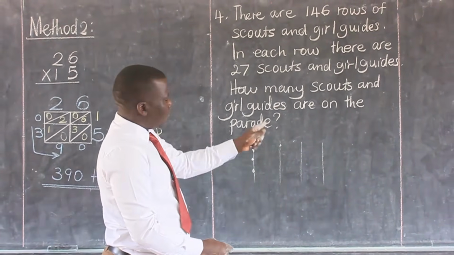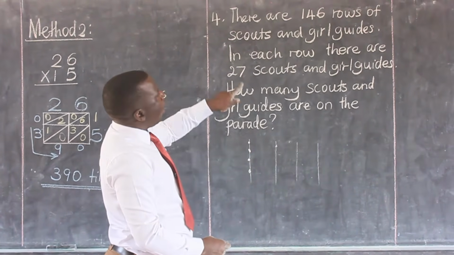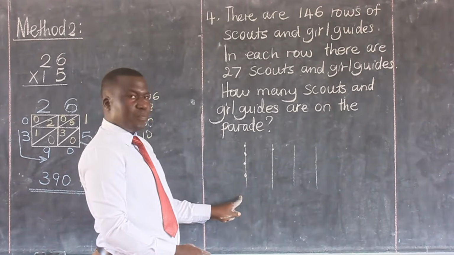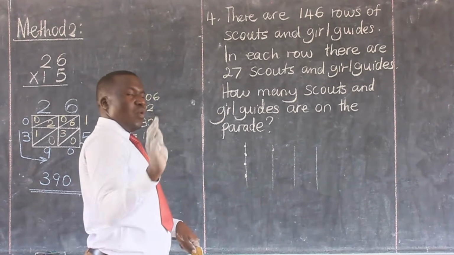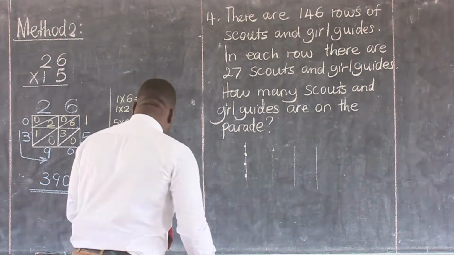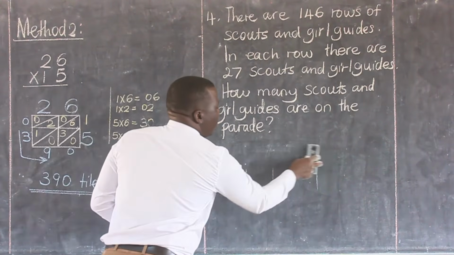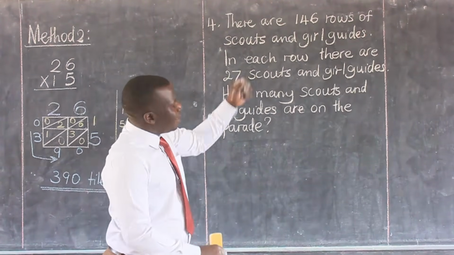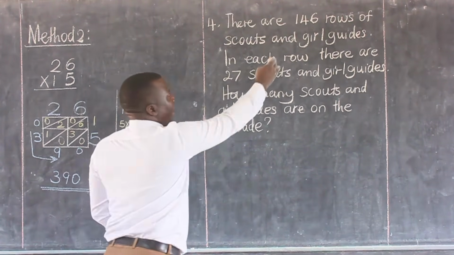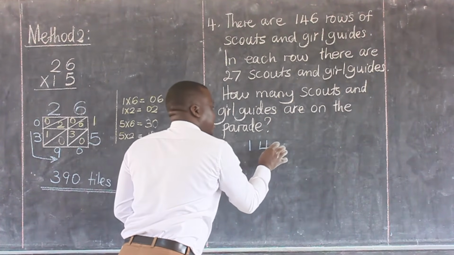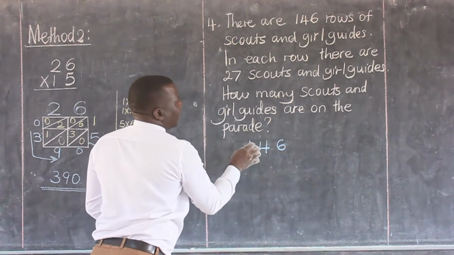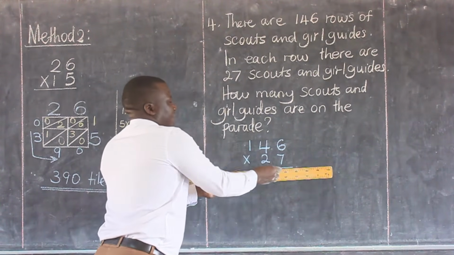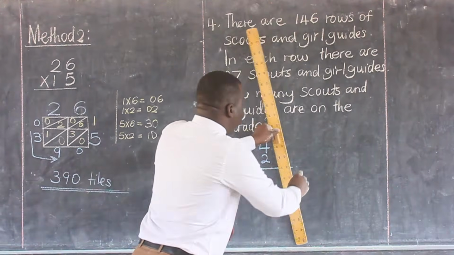They are in the rows, okay? And in each row, there are 27 scouts and girl guides on each row. There are 27. So I know you understand what we call a parade. So in total, they are asking how many? Okay, dear children. Now here you are required to multiply 146 times 27.